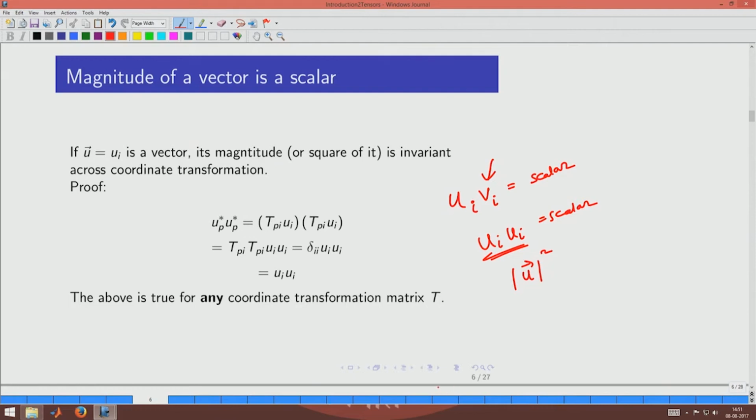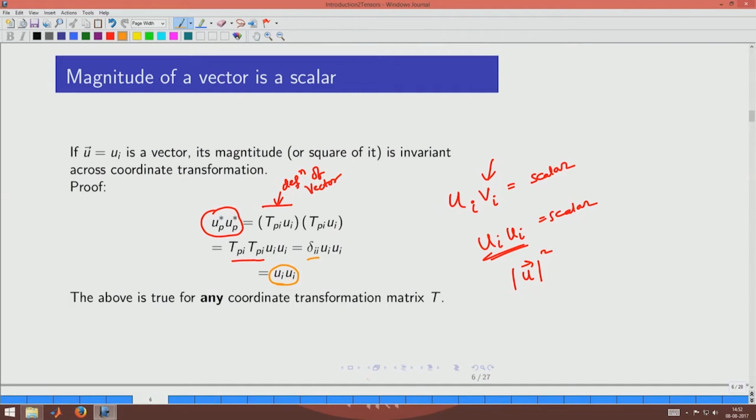So, that is what we are trying to prove here, and the way we do it is, this is the magnitude of the vector u in the new coordinate system, and because u is given as a vector, we write the definition. This is the definition of a vector. Okay. And once we have the definition, then we have the two transformation matrices coming side by side, and then we use the Kronecker delta to simplify that, and then we can see that finally we get the same combination of u's.